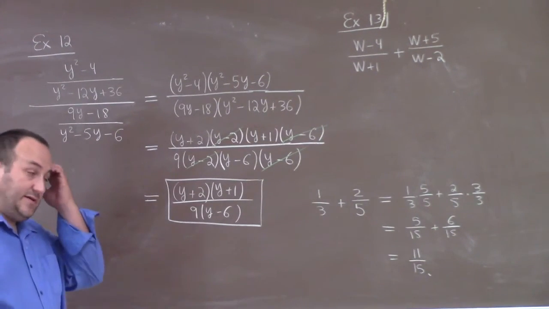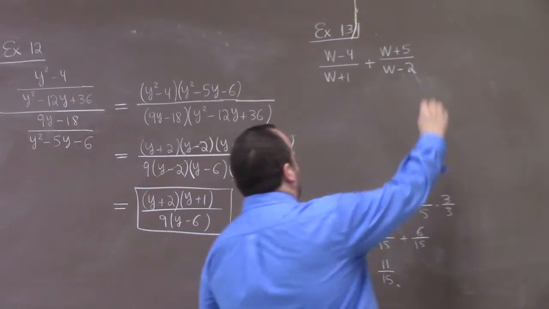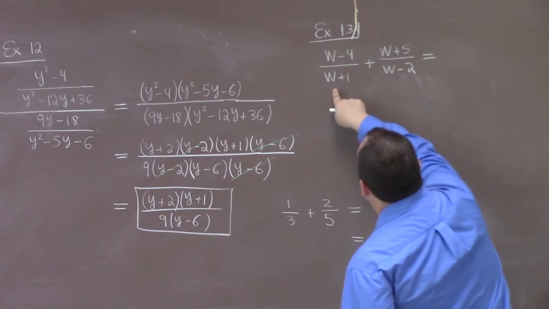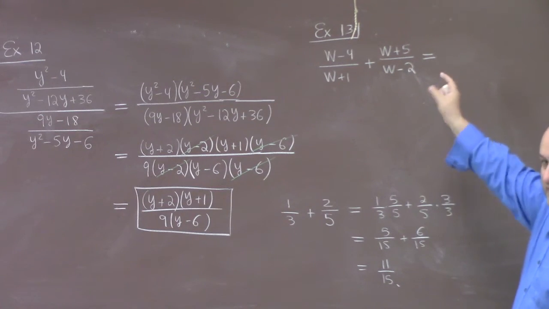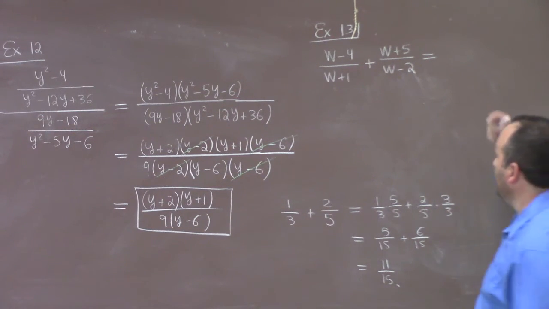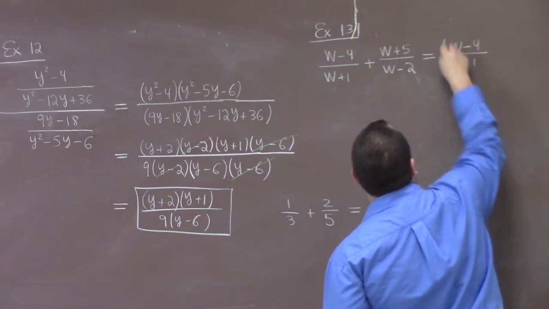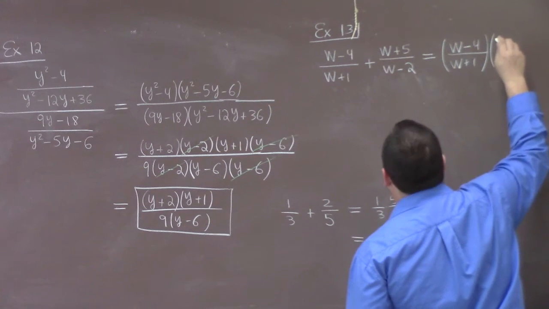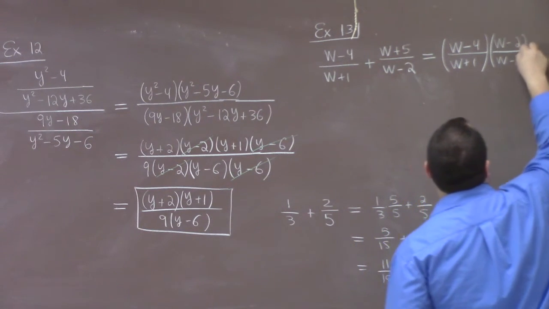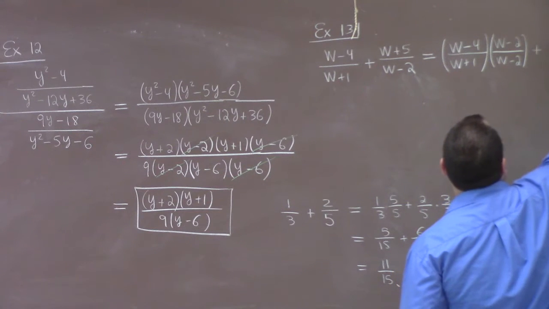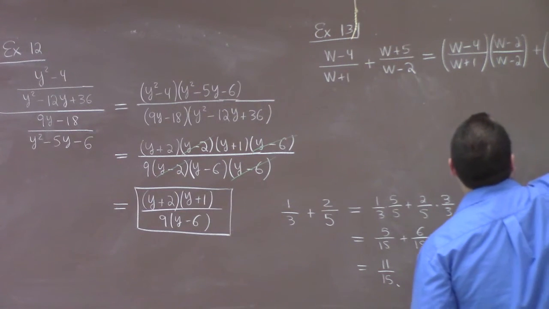We want to make a common denominator. And so exercise 13 is the same thing. It's just the common denominator here. There's no way to get W minus 1, the W plus 1 to W minus 2 by multiplying by a number. So we pretty much just have to multiply those two. They're very much analogous to 3 and 5. So what we're going to do is W minus 4 over W plus 1 times, well, not 5 over 5, but W minus 2 over W minus 2. And then plus W plus 5 over W minus 2 times W plus 1.